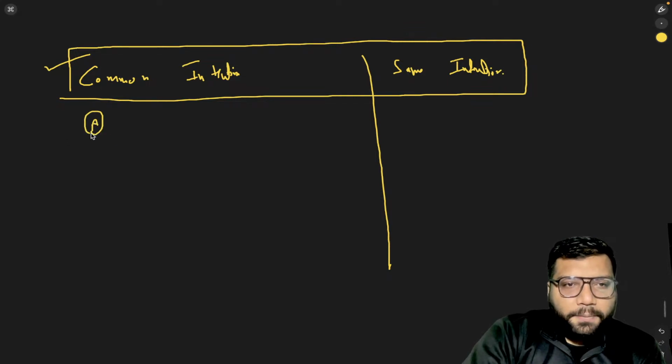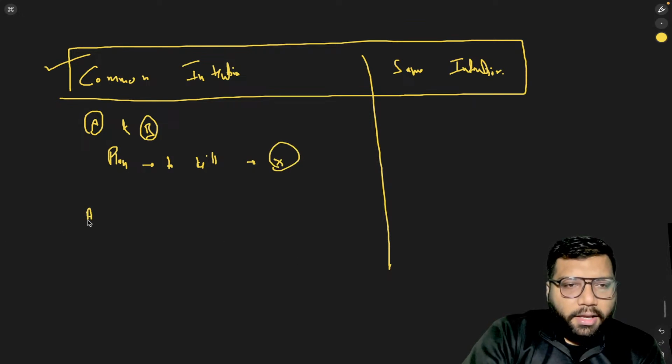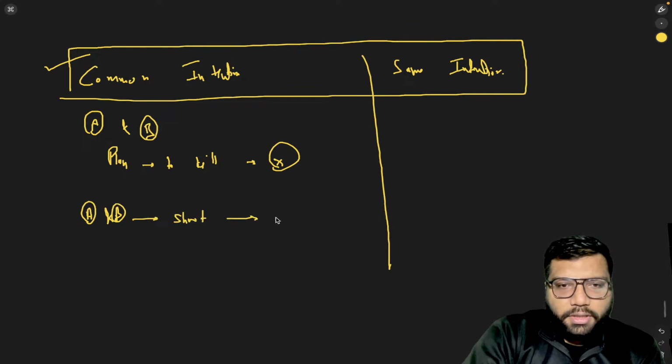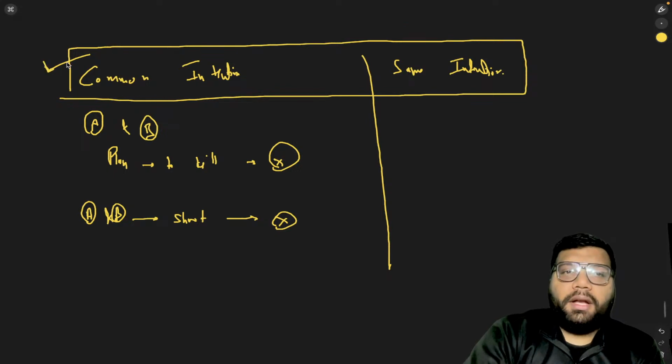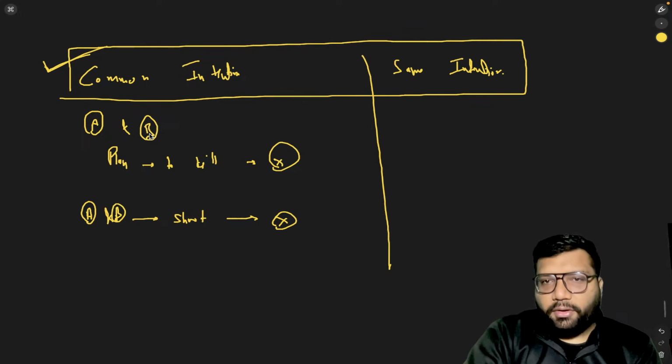A and B both plan to kill Mr. X, and A and B shoot Mr. X. So this is an example of common intention, the pre-arranged plan of A and B.